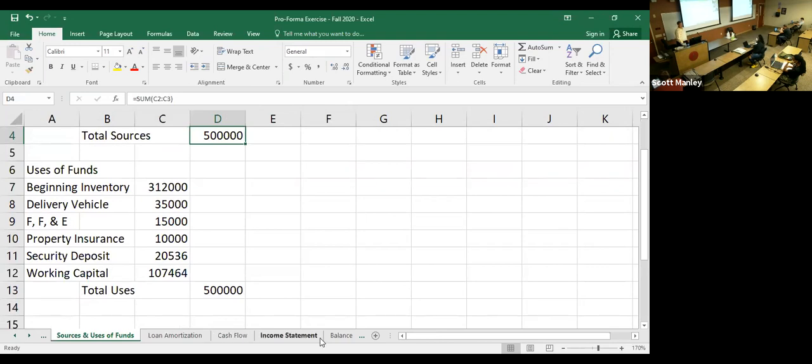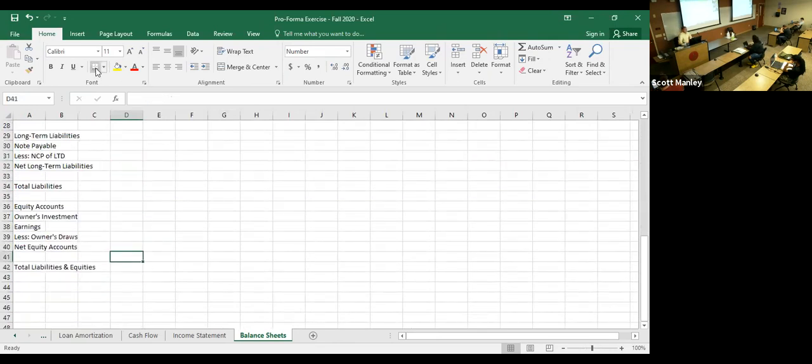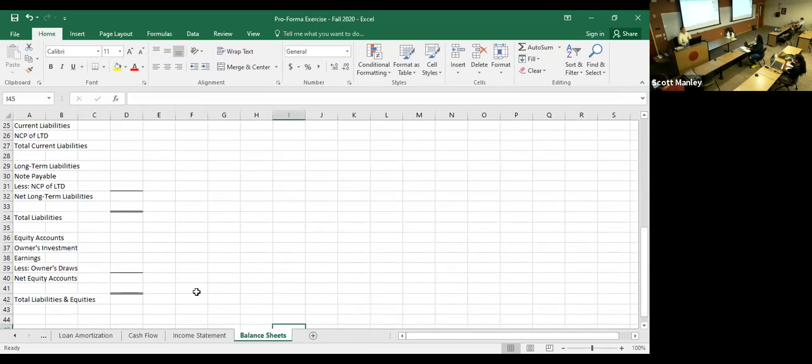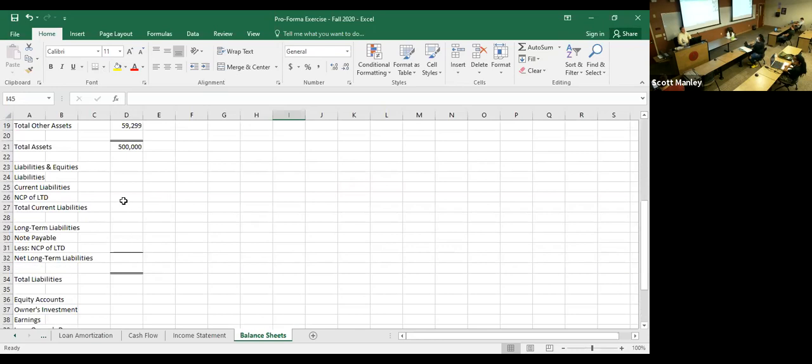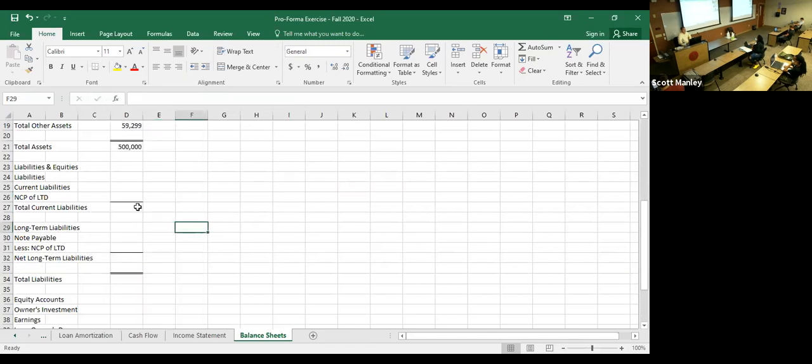Going back to your balance sheet, let's put in some formulas. Your total current liabilities. Let me go down here, put that double underline and then make it go away. So I'm going to put in my underlines first. All right. So here, your current liabilities, very simple formula, right? The only current liability we have is that one.